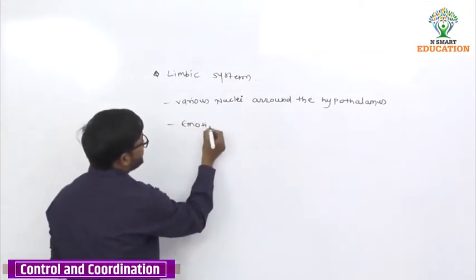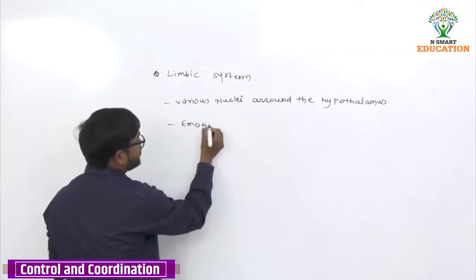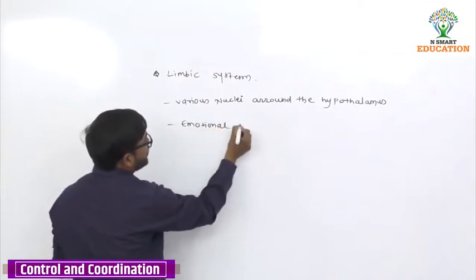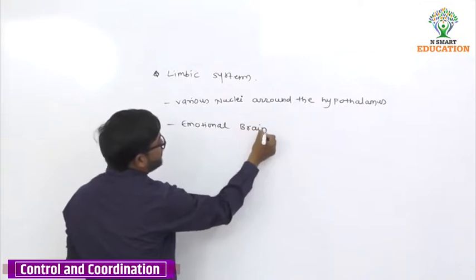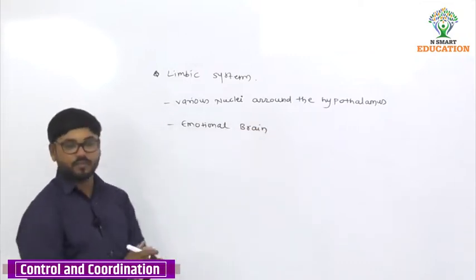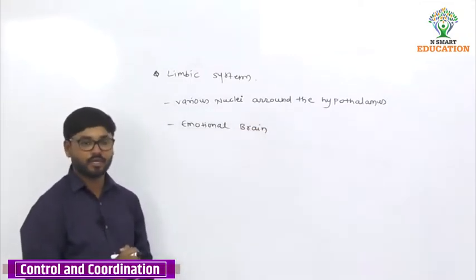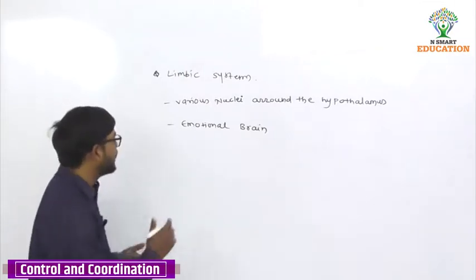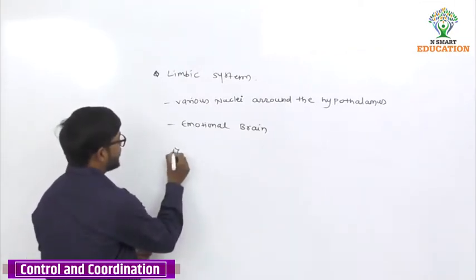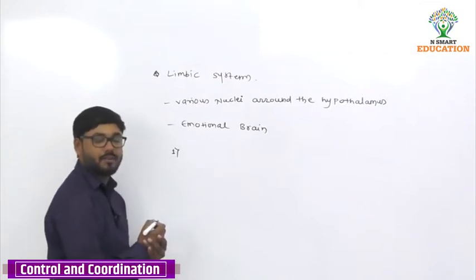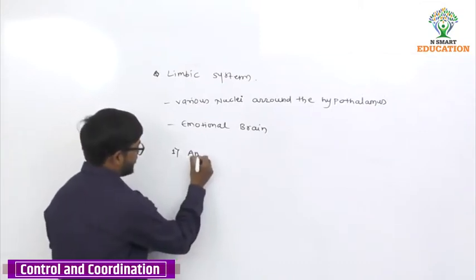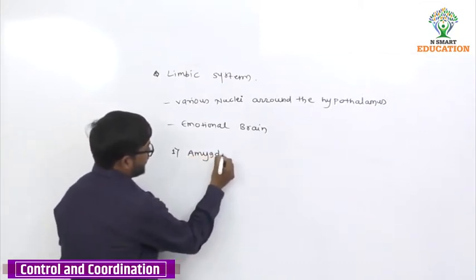इसको क्या कहा जाता है, that is the emotional brain भी कहा जाता है. It is very important. Also one more very important here, that means particularly यहाँ पर एक nuclei present होती है, that is called as the amygdala. That is called as the amygdala.